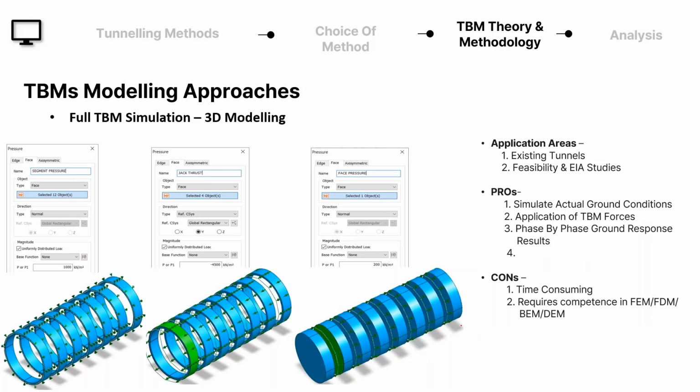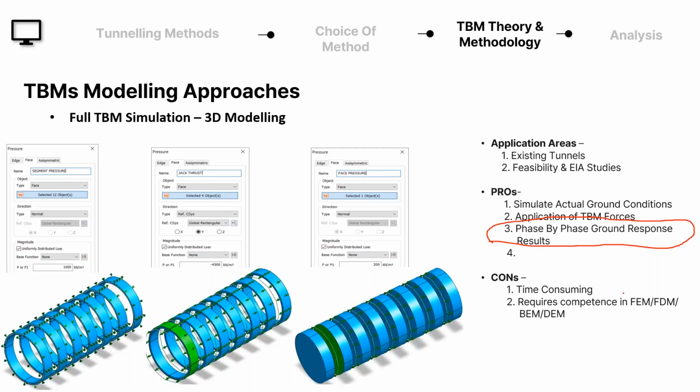So when you go for a full TBM simulation, you carry out the simulation with face pressure, pressure on the segments, pressure on the shield, the jack thrusts, and also the contraction force acting due to the volume loss around the tunnel. Application areas being existing tunnel and feasibility or environmental impact assessment studies. Pros are you can simulate actual ground conditions. You can see the application of TBM forces, and the most important part is the phase by phase ground response result. Cons, it is actually time consuming.